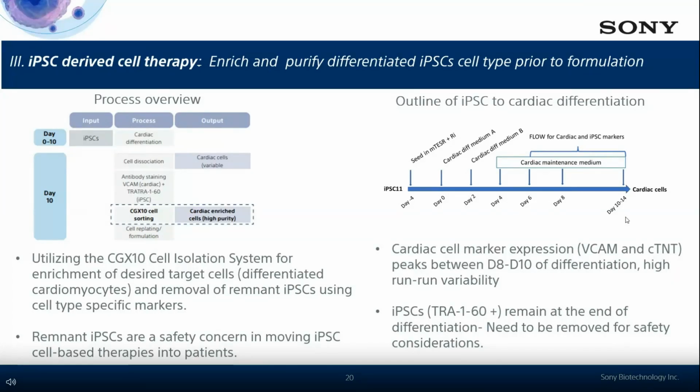Typically, the cardiac cell marker expression will peak between day 8 and day 10 of differentiation. There is high run-to-run variability. Another caveat to this protocol is that remnant iPSCs are a safety concern in moving iPSC therapies into patients. Therefore, we want to remove the iPSCs, which are TRA1-60 positive, at the end of the differentiation process. So here, that was performed using the CGX10 Cell Isolation System.